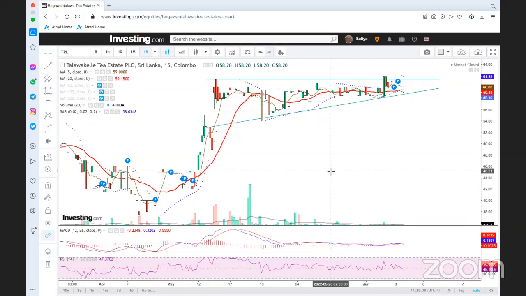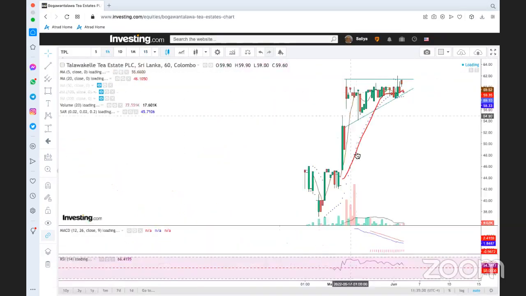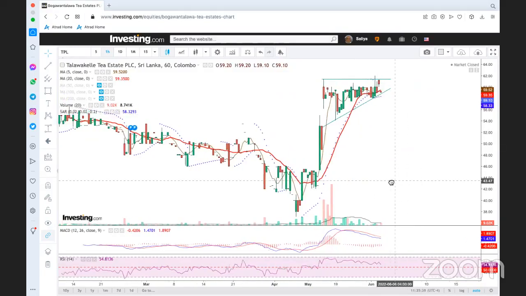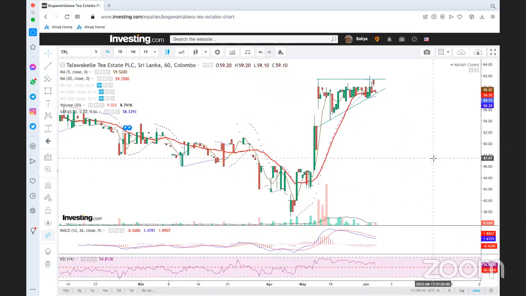Talawakelle, anyway, is illiquid, because traditionally it has been the case. That's why, even for a major move from 58.40 to 62 rupees, only 6,824 shares had traded. Here it's 88,000 shares. If we go to the 1 hour chart, where we saw some major activity, here it's 154,000 shares. So we need to bear that in mind when we are trading plantation counters.